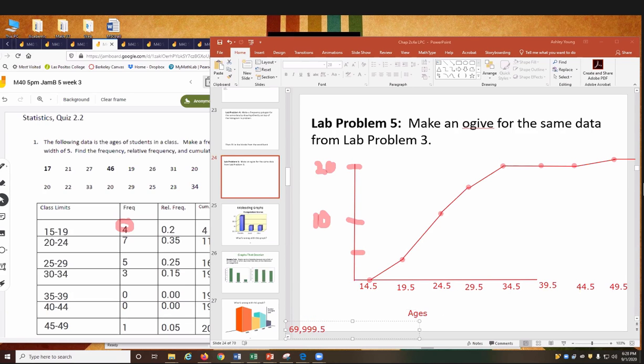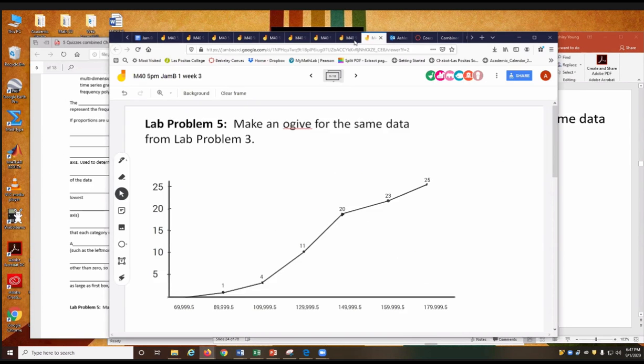All right, so I'm going to go ahead and open up your rooms, let you guys hop in there and do your lab problem five. So here's the first class, the end of the first class. This is the upper boundary. That's its cumulative frequency. The next class, the next class, the next class, and the next class.